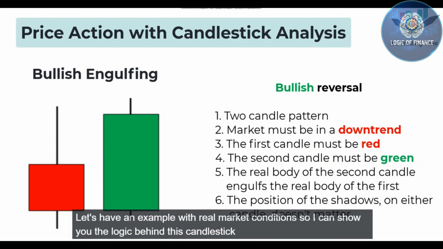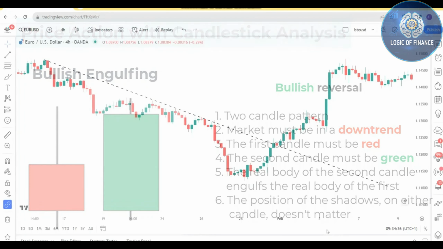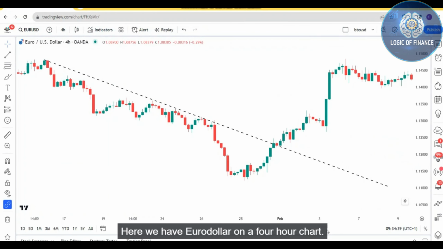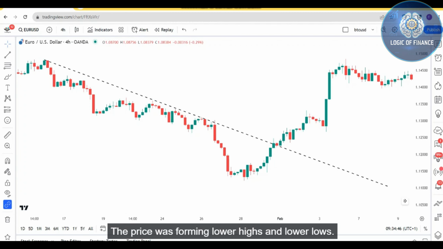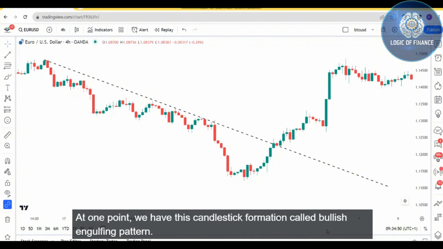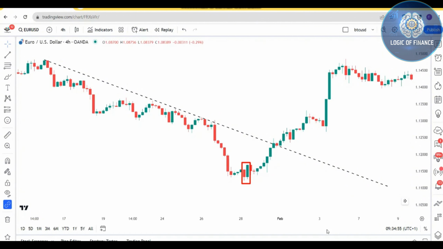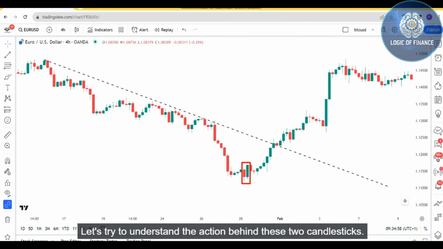Let's have an example with real market conditions so I can show you the logic behind this candlestick formation. Here we have euro-dollar on a 4-hour chart. In the first part of this chart, it seems that we have a clear downtrend. The price was forming lower highs and lower lows. At one point, we have this candlestick formation called bullish engulfing pattern. Let's try to understand the action behind these two candlesticks.